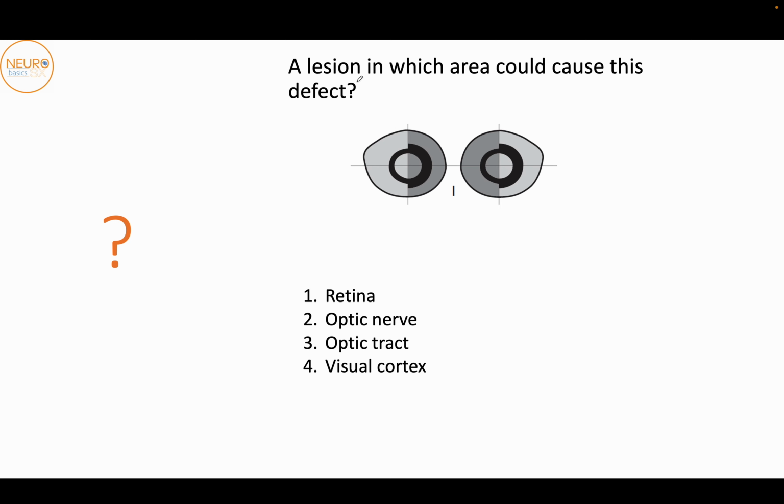Right. The second question is: the lesion in which area can cause this particular defect? Is it arising from the retina, from the optic nerve, from the optic tract, or from the visual cortex?